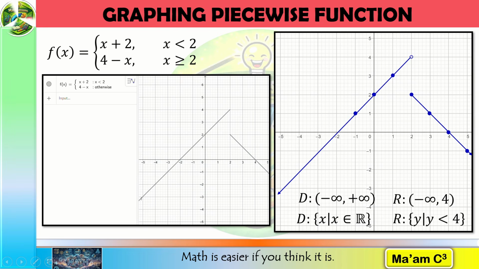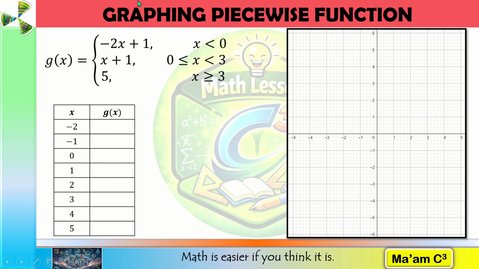Let's make it a little more challenging. This time we have 3 conditions. The first one, for x is less than 0, I have here negative 2, negative 1. Next condition, x is less than 3 but greater than or equal to 0. I have 0, 1, 2. And then x is greater than or equal to 3. I have 3, 4, and 5.